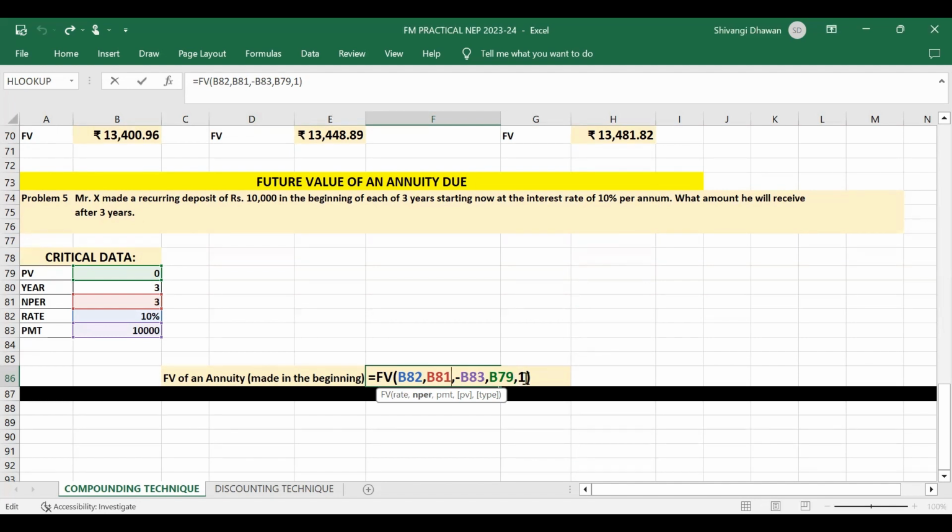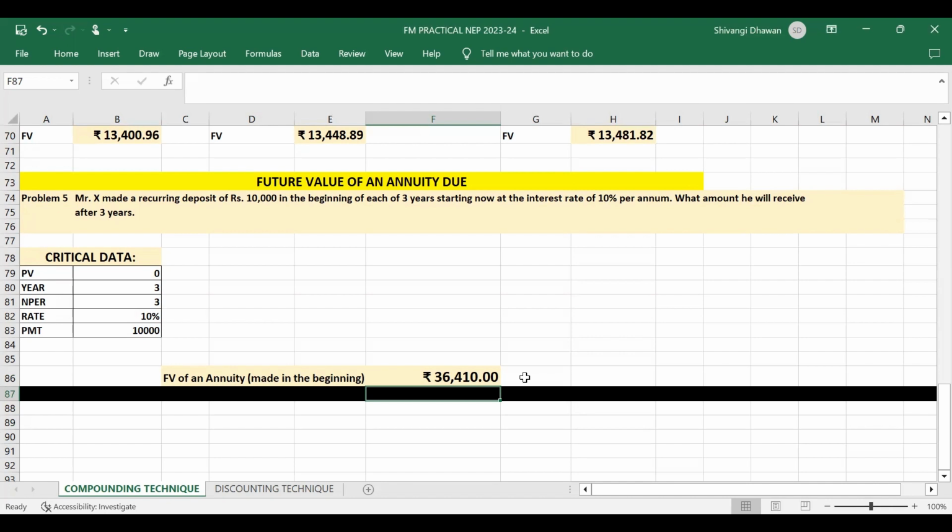And 1 is the type, which is very important in this case because it is given in the question that the type is annuity due. So type 1 we will take. Enter and you will get your value. So by using the built-in FV function in the Excel spreadsheet, we have calculated 36,410 rupees as the amount X will receive after 3 years.